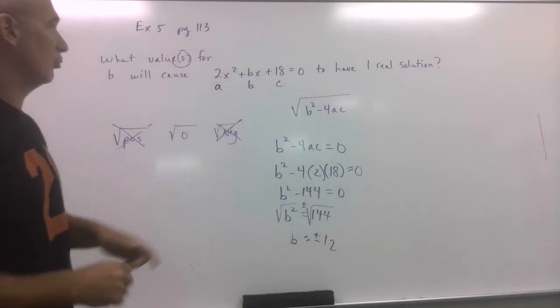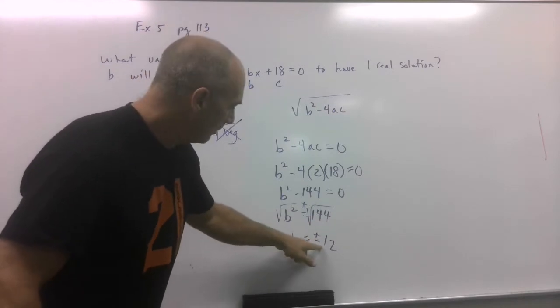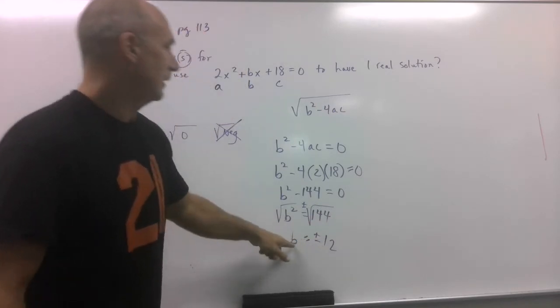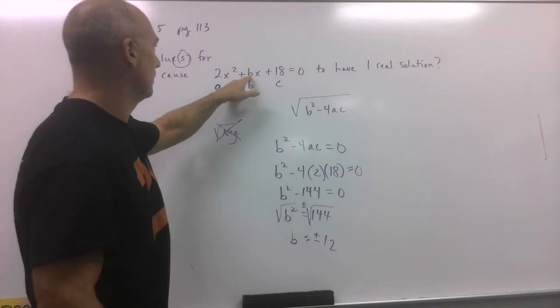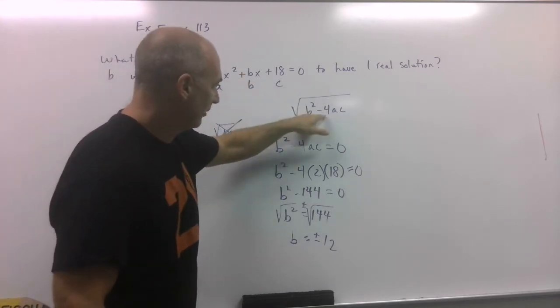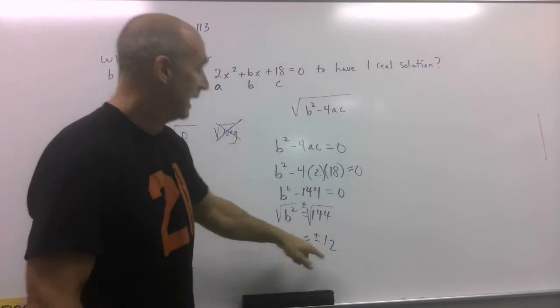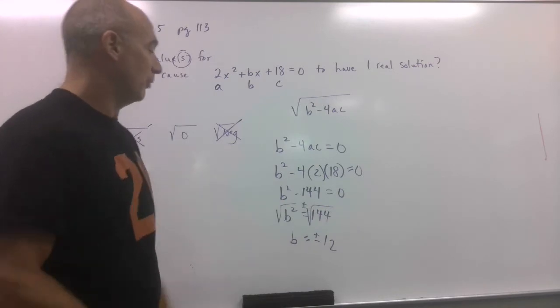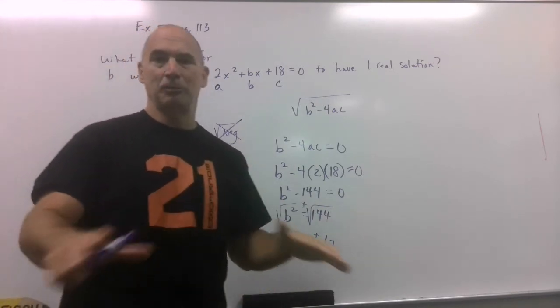So you see it has two possibilities for B. If we were to plug that back in, we'd get 0 for both of those, 12 and negative 12. So there you go. Those are the two values. You can see it's a pure algebra problem.